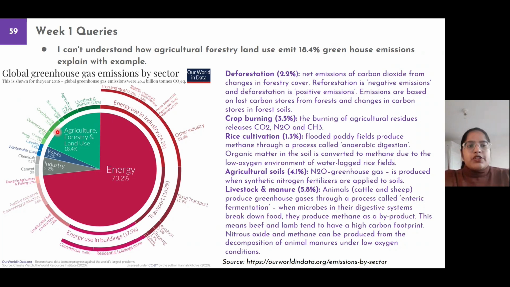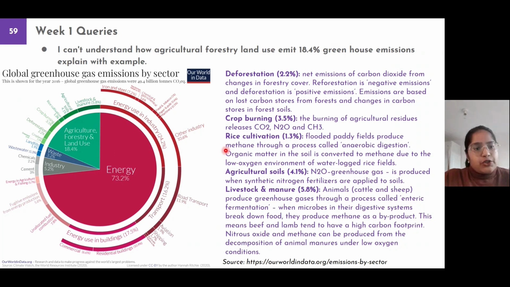So moving on, crop burning, which is when crops are burned. These are the burning of agricultural crop residue, which releases carbon dioxide, nitrous oxide, and methane, and this contributes 3.5%. Crop burning is still practiced in northern parts of India, and across the world as well, which leads to 3.5% of emissions from this crop burning activity.